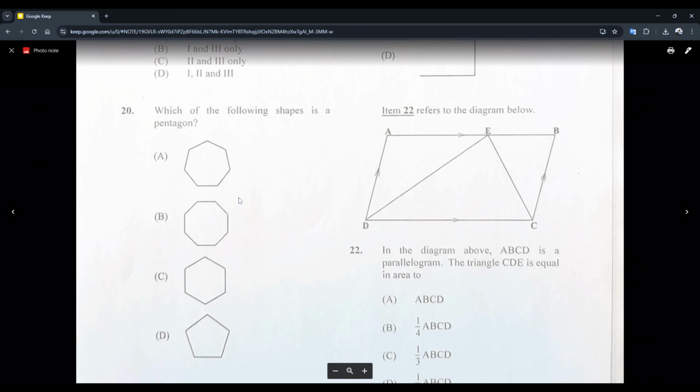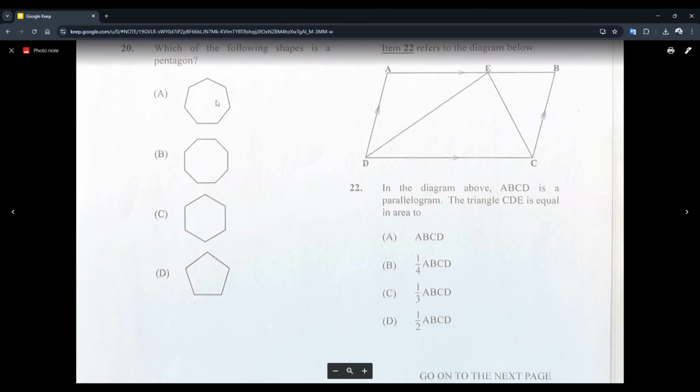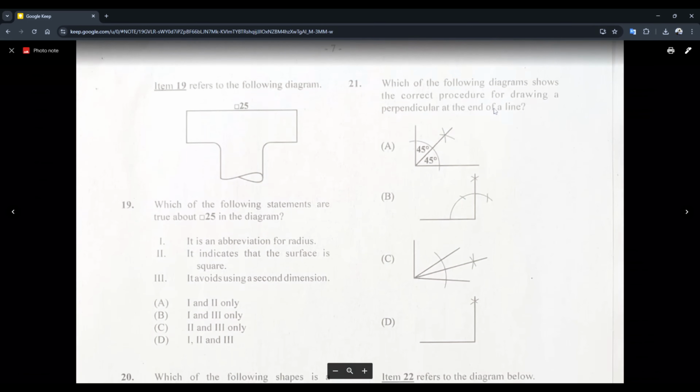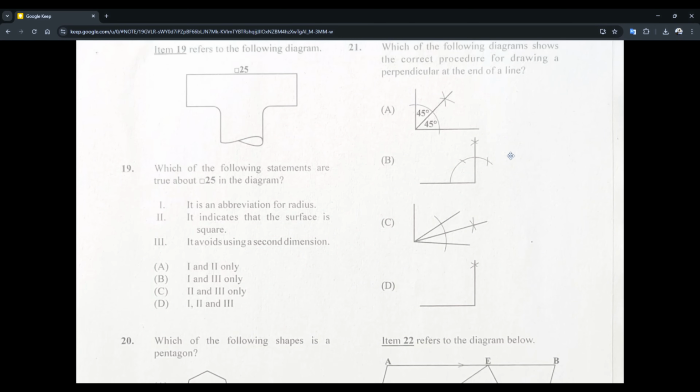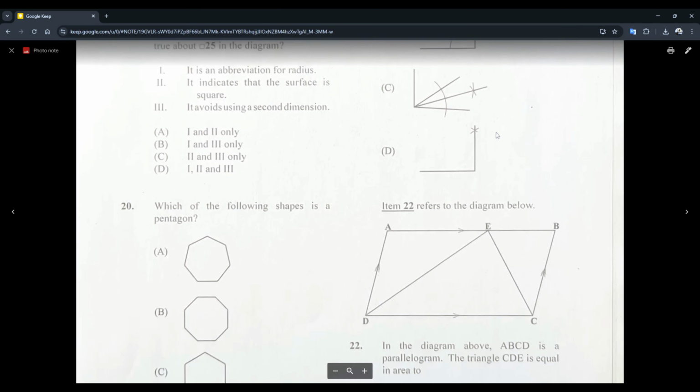Number 20, which of the following shapes is a pentagon? A pentagon has 5 sides, so that would be D. 21, which of the following diagrams shows the correct procedure for drawing a perpendicular at the end of a line? That would be B. B.